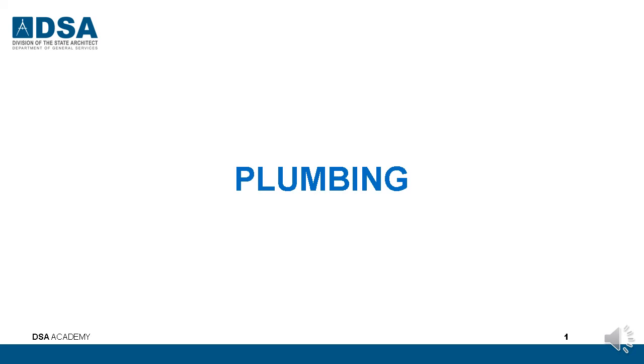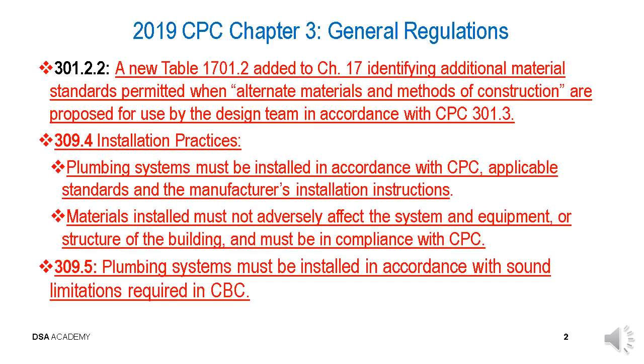Now we'll go through some of the changes in the plumbing code that will be of interest to project inspectors. In the CPC, the California Plumbing Code, Chapter 3, there have been some modifications to the general regulations. In Section 301.2.2, there's now a new table, 1701.2, which is added to Chapter 17 that identifies additional material standards that are permitted when alternate materials and methods of construction are proposed for use by the design team in accordance with CPC 301.3.